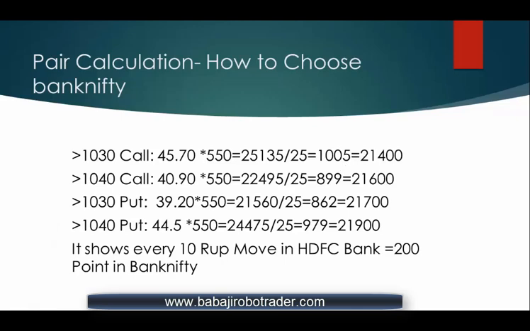The 1005 premium is present at the 21,400 strike of Bank Nifty. The 899 premium is present at 21,600. The 862 premium is available at the 21,700 put, and the 975 premium is present at the 21,900 put. Based on this, I have derived the final result. It shows that every 10 rupee movement in HDFC Bank equals about a 200 point movement in Bank Nifty.